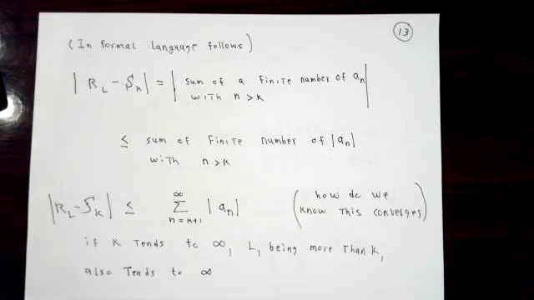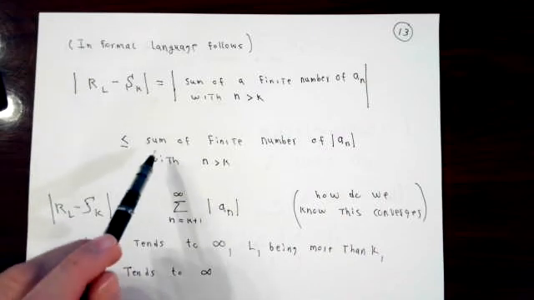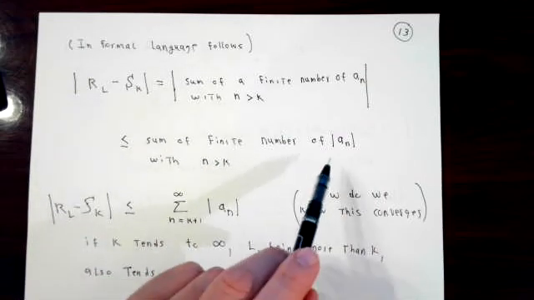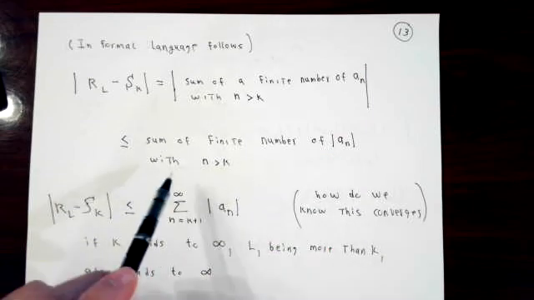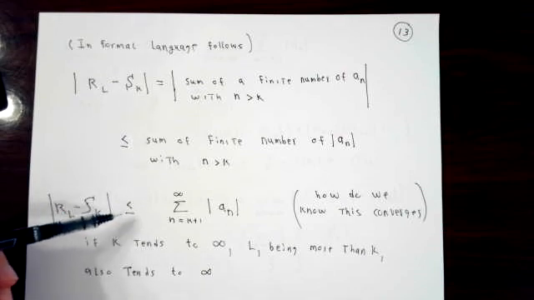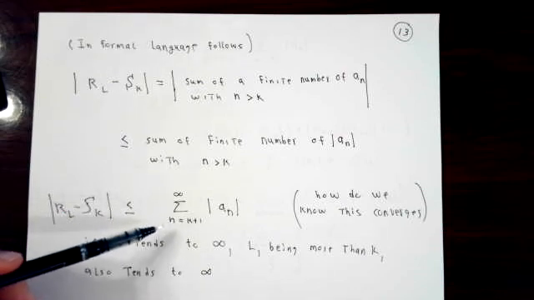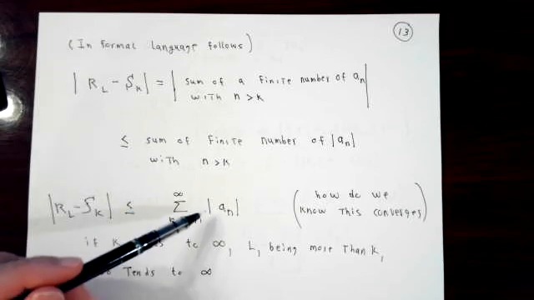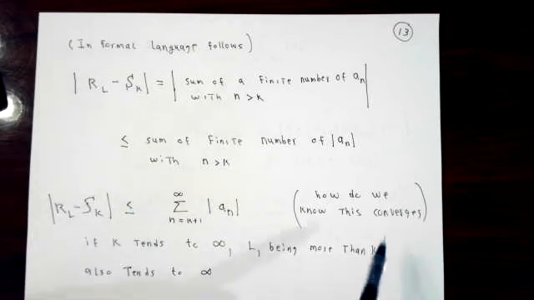Then the triangle inequality says that this quantity itself can't be any bigger than the sum of a finite number of absolute value of an A number with n being bigger than k. If I add more terms, more absolute value terms in, I see that RL minus SK is less than or equal to the sum n equal k plus 1 to infinity, absolute AN. And how do we know that converges? We talked about that earlier in this discussion.